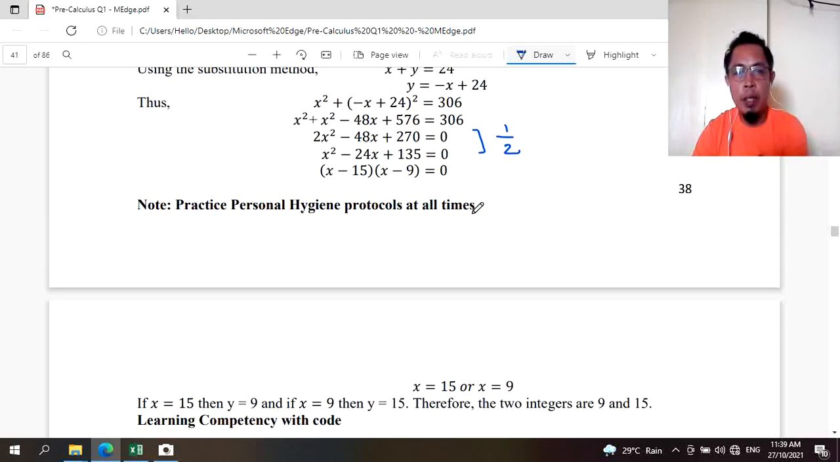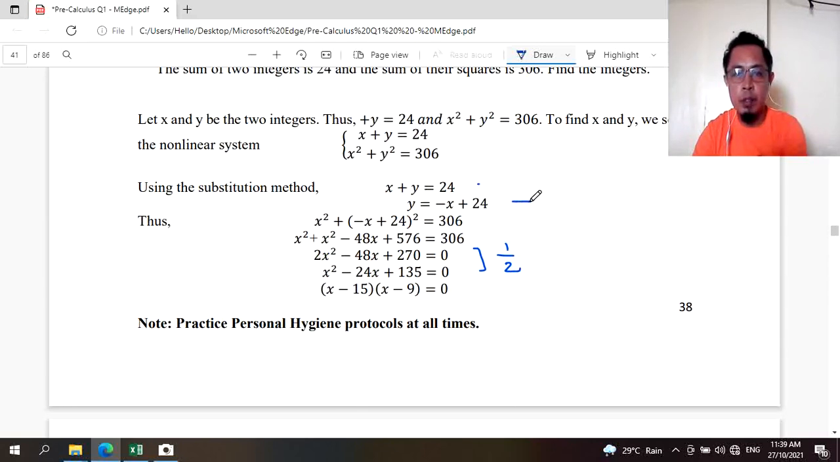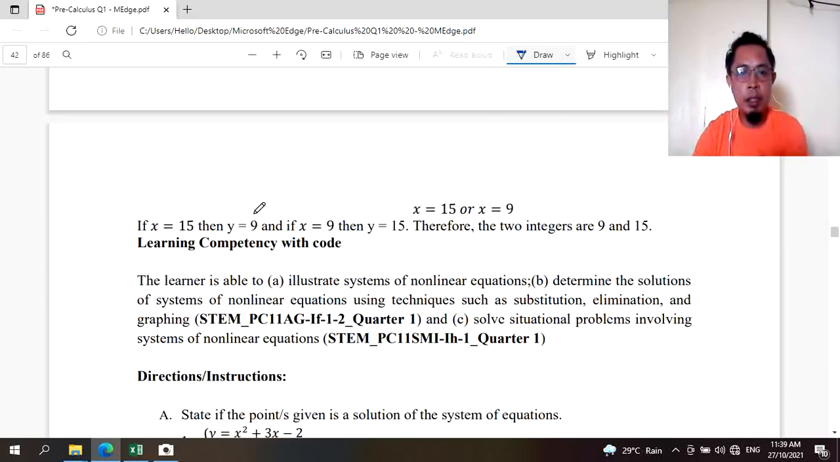Just to show that, if x is equal to 15, we can simply use this one. You have y is equal to negative 15 plus 24. So that is simply the value 9, so y equals 9. Similarly, you just apply that process to have y equals 15.